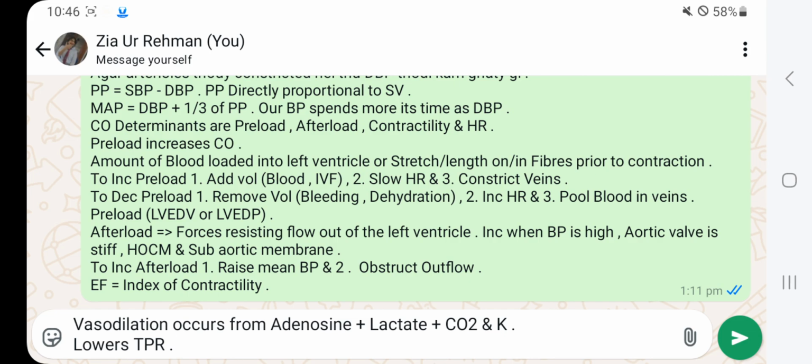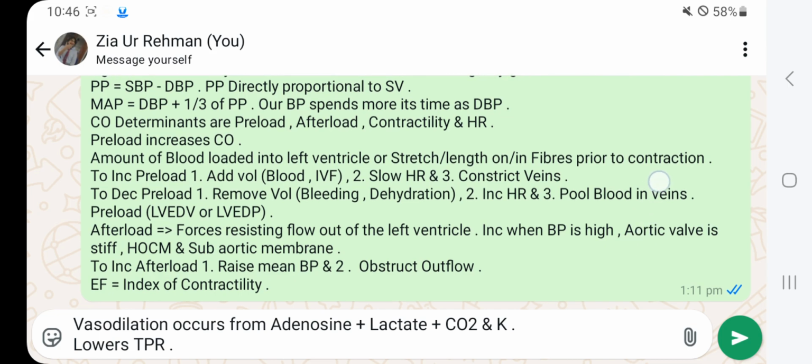Third, constrict veins. To decrease preload, we do the opposite: remove volume, like bleeding or dehydration. Second, increase heart rate. Third, pool blood in veins. Preload is also represented by the left ventricular end diastolic volume or left ventricular end diastolic pressure.